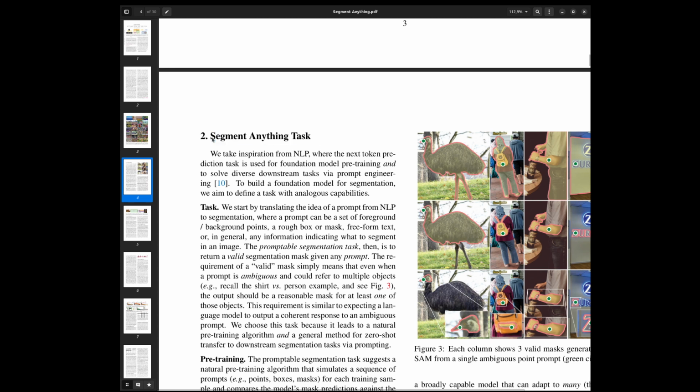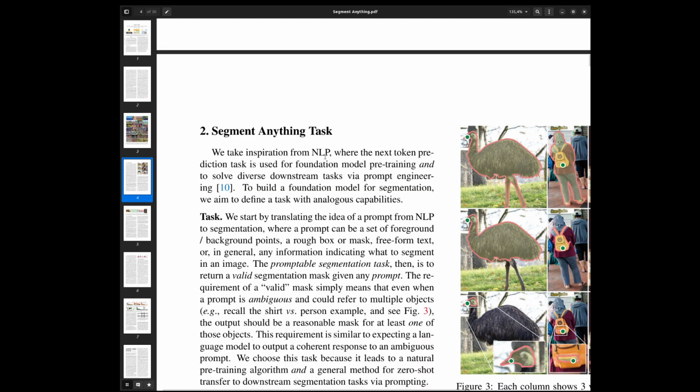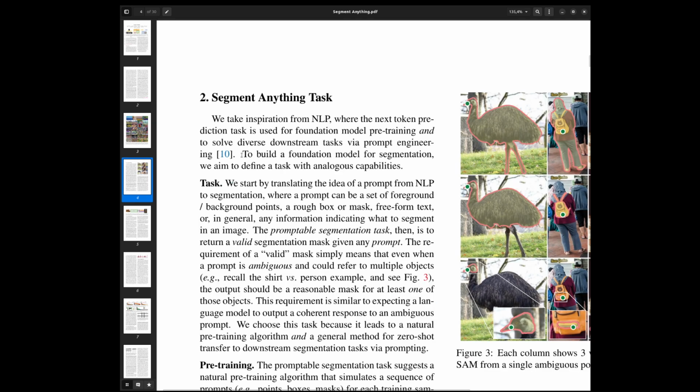Segment anything task. We take inspiration from NLP, where the next token prediction task is used for foundation model pre-training and to solve downstream tasks via prompt engineering. Isn't masked language modeling the foundation model pre-training task usually, right? I guess. To build a foundation model for segmentation, we aim to define a task with analogous capabilities.